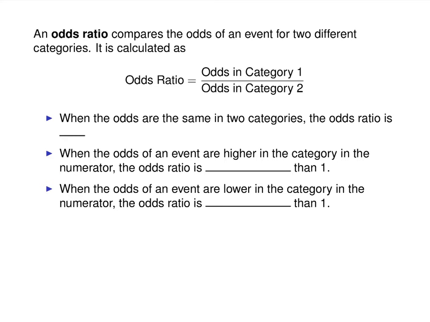An odds ratio compares the odds of an event for 2 different categories. It's calculated as the odds in category 1 divided by the odds in category 2. And much like the relative risk, when the odds are the same, the odds ratio is going to be 1. When the odds of an event are higher in the category in the numerator, the odds ratio is greater than 1. And when the odds of an event are lower in the category in the numerator, the odds ratio is less than 1.